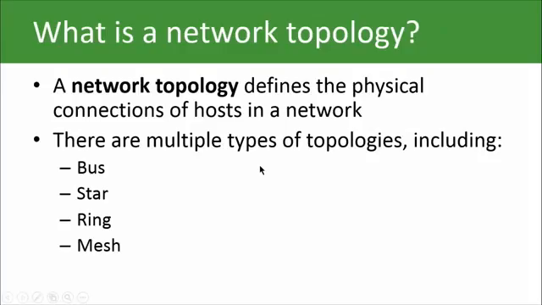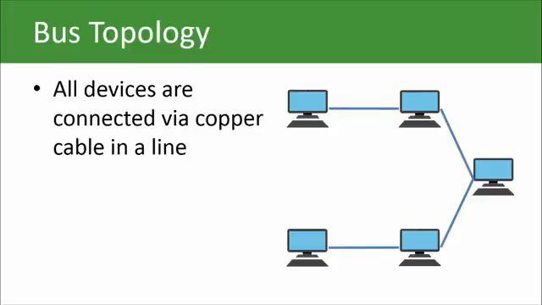Network topologies. A network topology just defines the physical connections of hosts in a network. And there are multiple types of these topologies, right? We've got bus, star, ring, and mesh. I'm going to go ahead and show you each of those right now and talk about how they function. All devices in a bus topology are just connected via copper cable in a line.